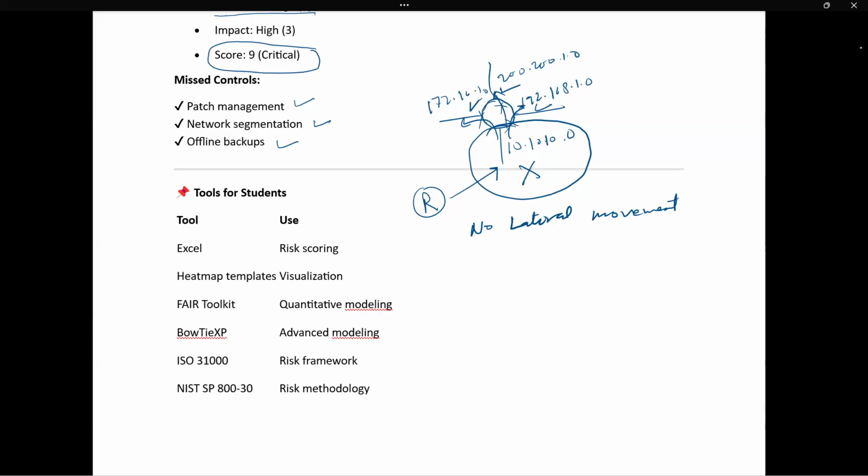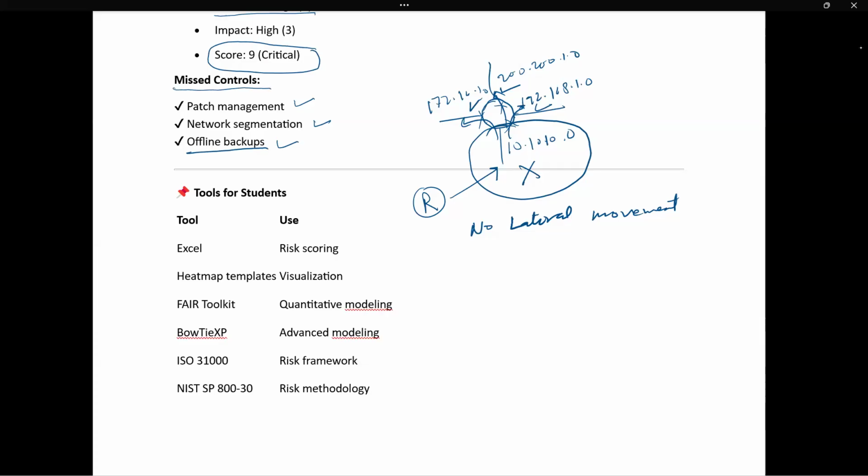Third one is offline backup. If you have your offline backup, you can always restore your information from the backup. You don't need to pay any ransom. What would you lose in this case? Maybe for some time your system would be down, because to restore the backup and bring the system up you would need some time, and that time only you are going to lose, but you are not going to lose your information. Because of missing controls like these, you might have this ransomware attack.